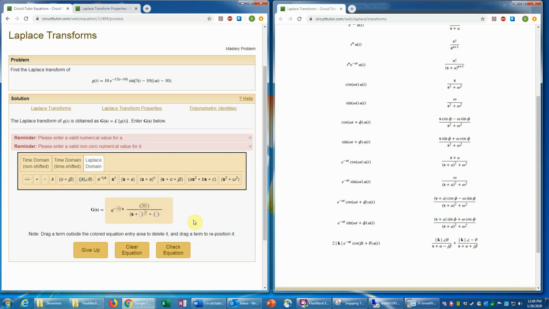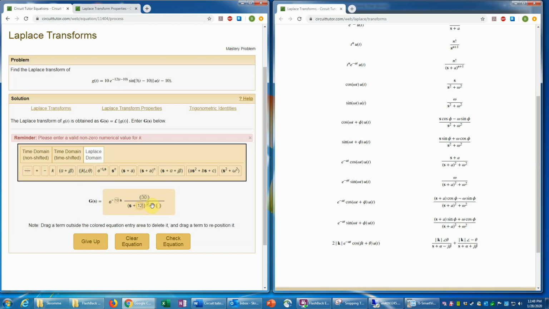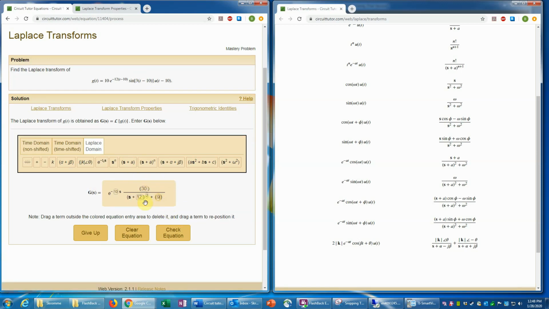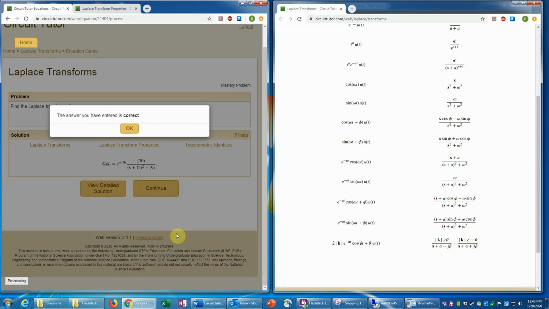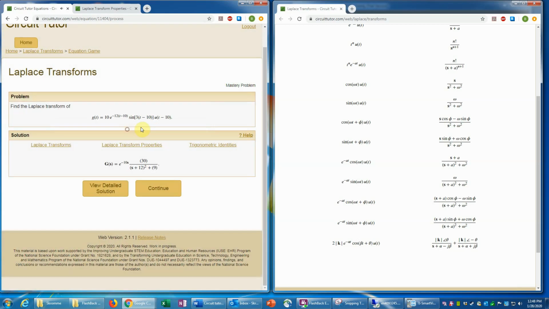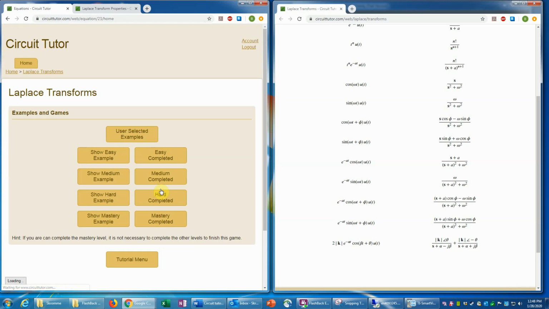And then the a here is going to be the coefficient of the t minus 10 and the negative sign, so that's going to be the 12. So it's the s plus a quantity squared, which is again here, and then the omega squared, again that's the 3, and that needs to be squared, so now 3 squared, of course, is 9. So that should complete the entry of that problem, and that is correct. And then once again, we do have the option to view a detailed solution if you wish to do that. So that does complete the mastery level, and that is the end of this example.